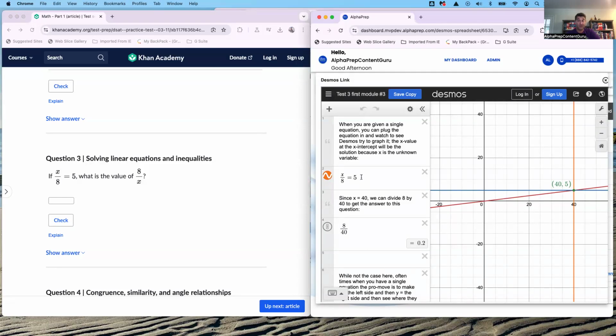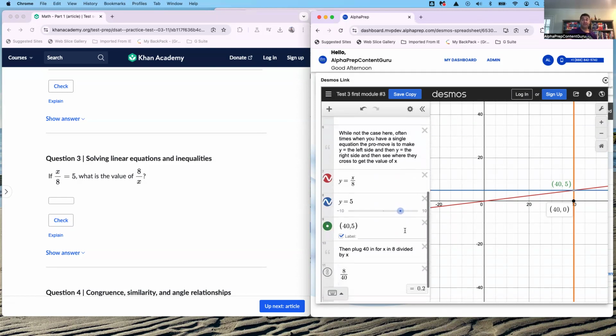And if you look at this, you ready? Here's this orange graph right here. When I click on it, you'll see, and watch, I'll make it disappear and appear. You'll see that if I click next to it, I get a grayed out dot at the x-intercept. That means x equals 40. And if I know x equals 40, then no problem. I can just do 8 divided by 40 and get my answer of 0.2.